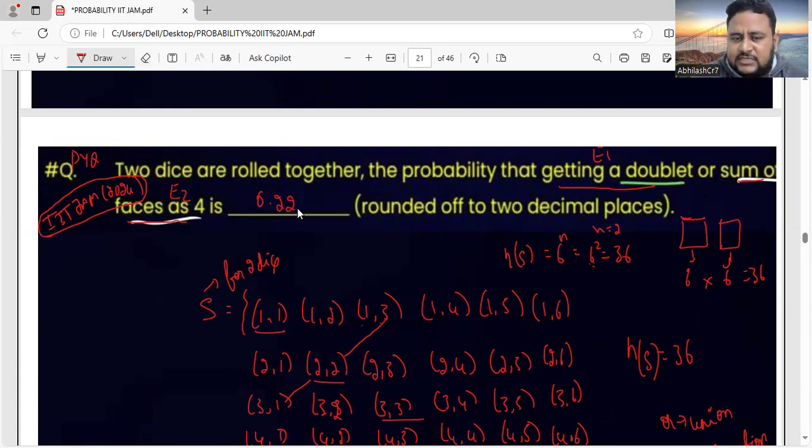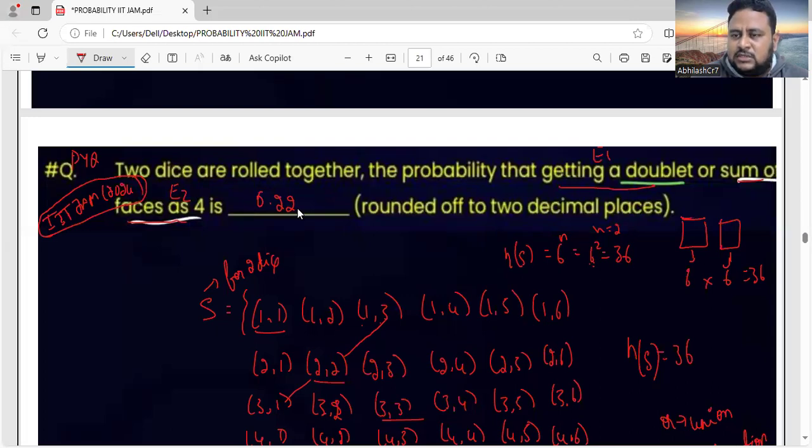Please go through the explanation again. This is a very important question. What are the possible outcomes when it comes to the sample space? What are the favorable outcomes? All that we have found out, and we have used the addition theorem also. So using the addition theorem, we have to solve this question.